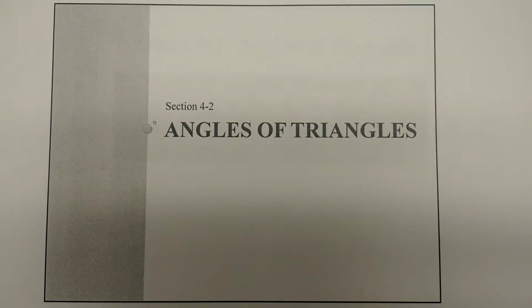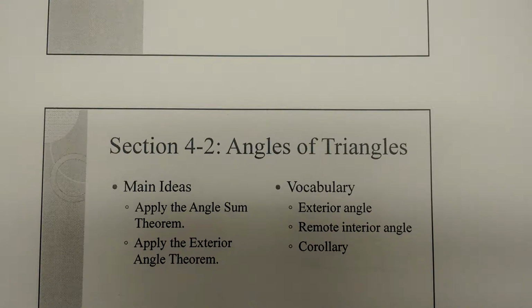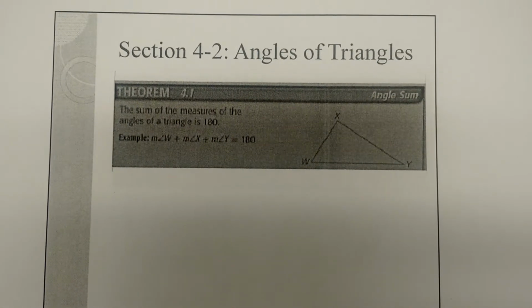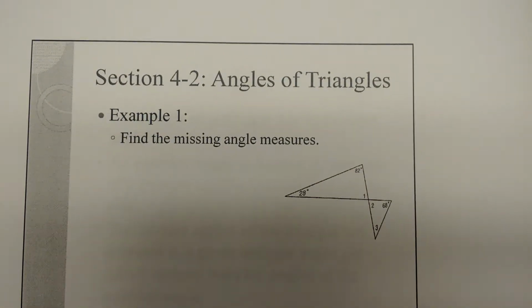Okay, here we have section 4.2, angles of triangles. So main ideas, the angle sum theorem and the exterior angle theorem. So this is the angle sum theorem, which just says that the sum of all three angles in a triangle must add to 180. So you can use that to find missing angles, like here in example 1.